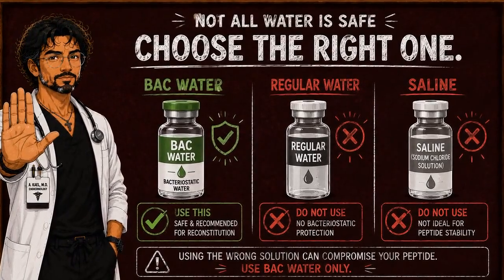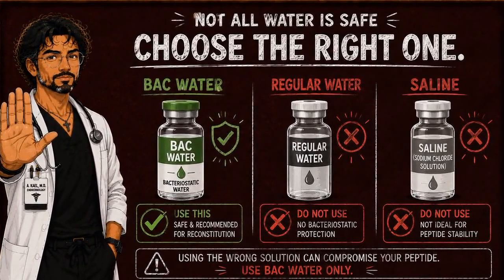Scenario 1. You add 1 milliliter of BAC water. Now your solution contains 5 milligrams per milliliter. Your syringe holds 100 units per milliliter. You need 1 milligram, which is 1/5 of 5 milligrams. So you need 1/5 of 100 units. That's 20 units. Draw 20 units. Done.